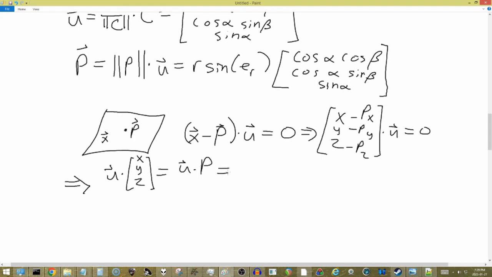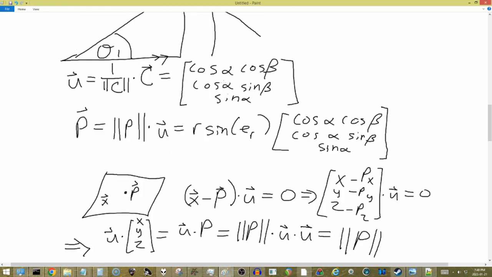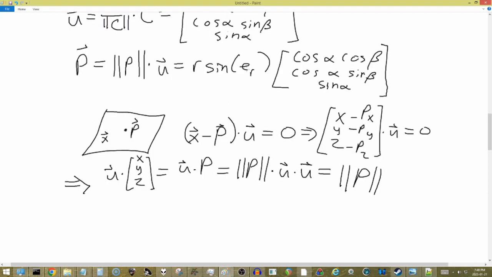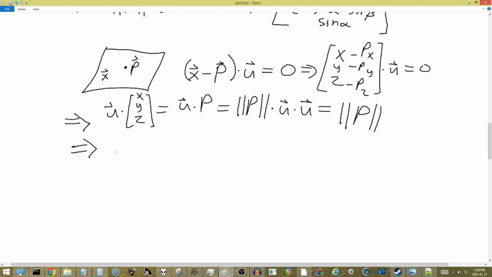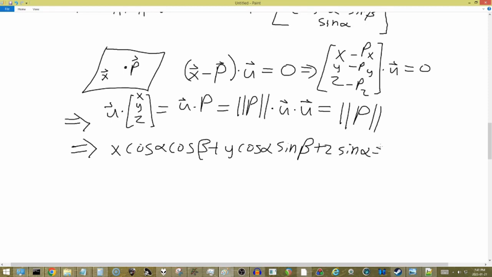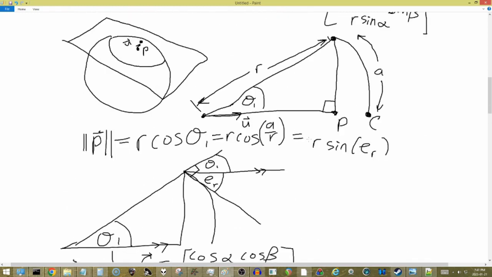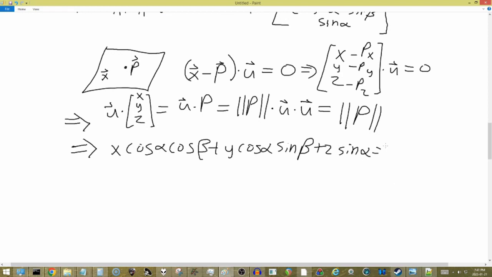And u dot P is simply equal to the magnitude of P times u dot u. Unit vector dotted with itself is just 1, so it's equal to the magnitude of P. We had the expression for the unit vector right here, so we just dot that with x, y, z. So that implies x cos alpha cos beta plus y cos alpha sine beta plus z sine alpha equals the magnitude of P, which was r sine of the elevation angle in radians, and that's the equation of the plane.